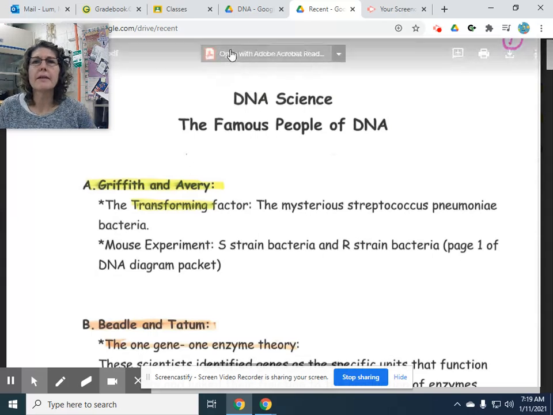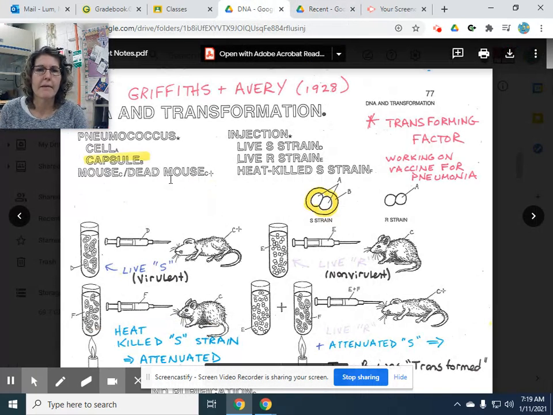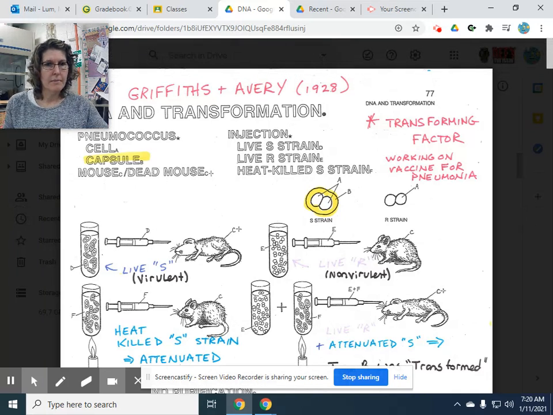I'm going to flip there so we can look at what we have. When we're looking at this transforming factor, meaning this changing factor, these two scientists weren't looking at DNA. They were actually working on a vaccine for pneumonia, because in the 1920s pneumonia was killing a lot of people. They found a couple different strains of the pneumonia bacteria. One was called S, one was called R. It's really light there, but you'll see that that's the R one. You can also follow your letters up above. The S and R are your smooth and rough coat bacteria.